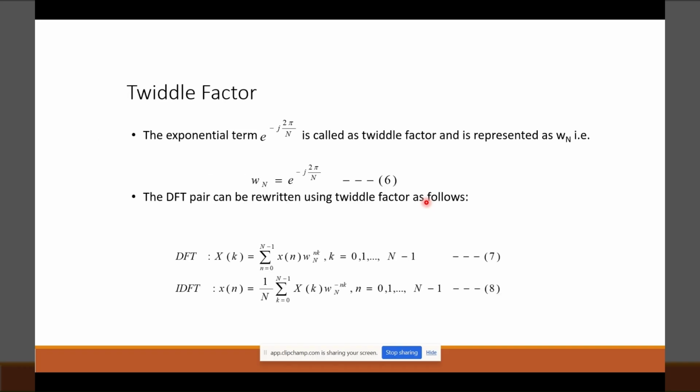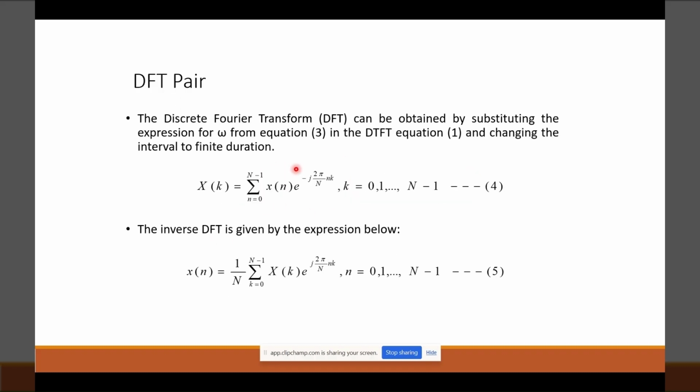Actually, e power minus j 2 pi by N is called the twiddle factor, and it is represented as W of N. So why is it taken alone like this? If you go to the formula of DFT, X of k is the sum from n equals 0 to N minus 1. We have this formula, which was explained in the previous video.